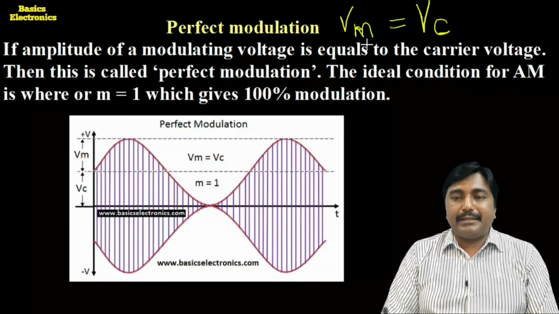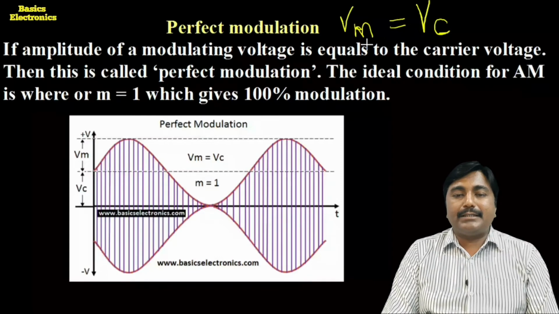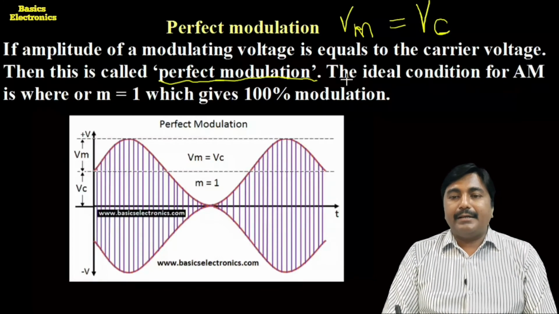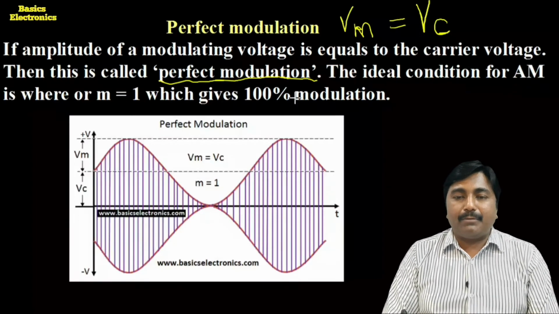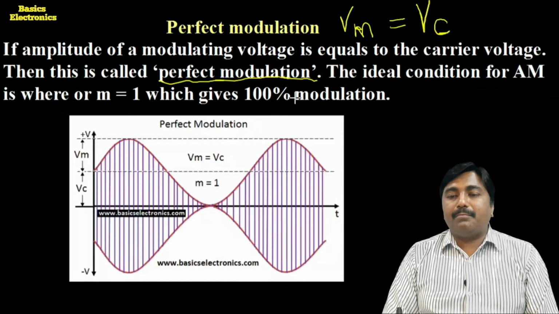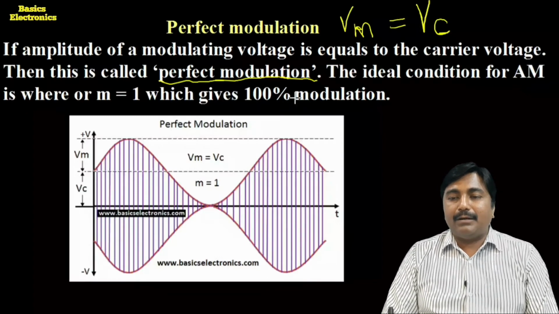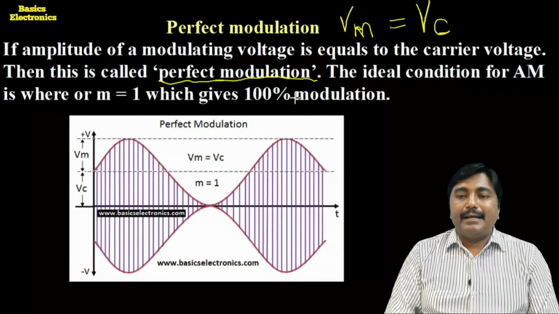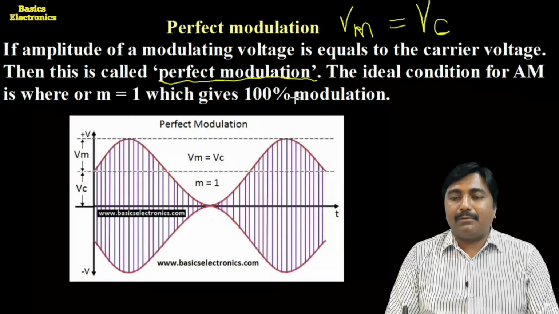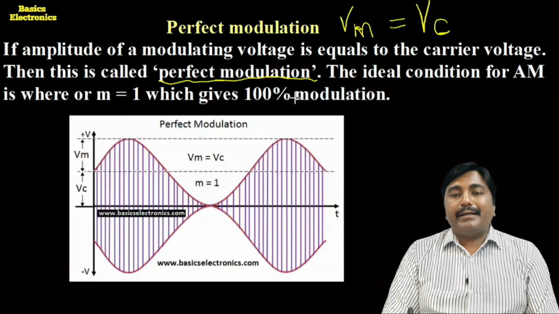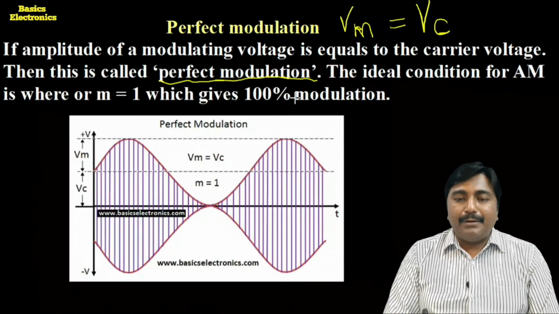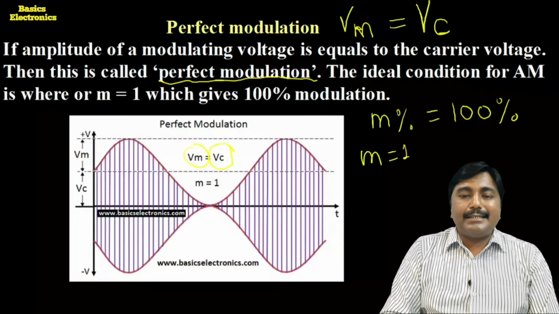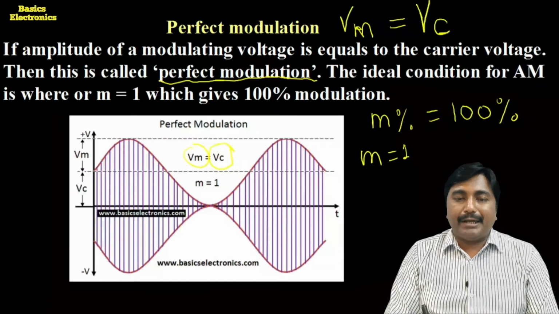Okay. Then next is when the modulating signal voltage Vm equals the carrier signal voltage Vc. At that time, we call the modulation a perfect modulation, where the percentage of modulation equals 100% and the value of m equals 1. In perfect modulation, the value of Vm equals Vc. This is what we call perfect modulation.